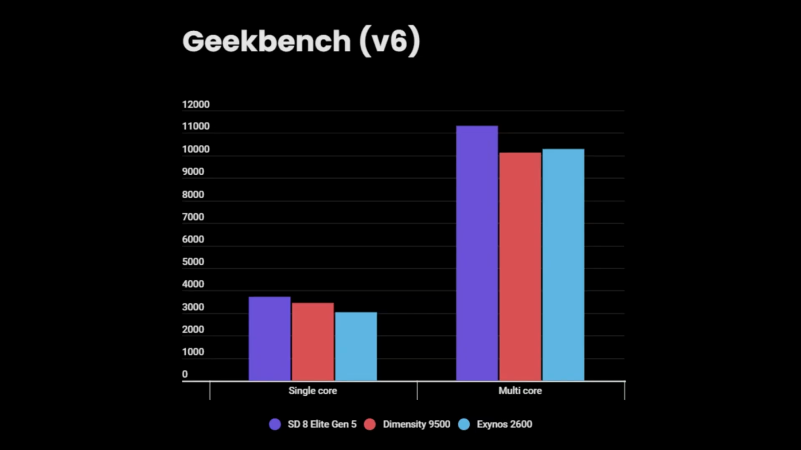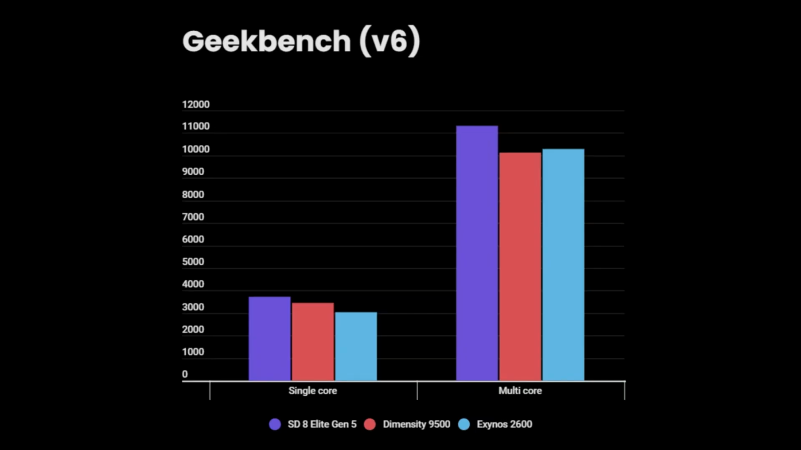Snapdragon 8 Elite Gen 5 versus Dimensity 9500 versus Exynos 2600. Benchmark numbers. The Snapdragon 8 Elite Gen 5 delivers the best result in the Geekbench CPU test. It scored 3,725 points in the single-core test, which is about 7% higher than the Dimensity 9500, 3,452 points, and about 22% higher than the Exynos 2600, 3,040 points.